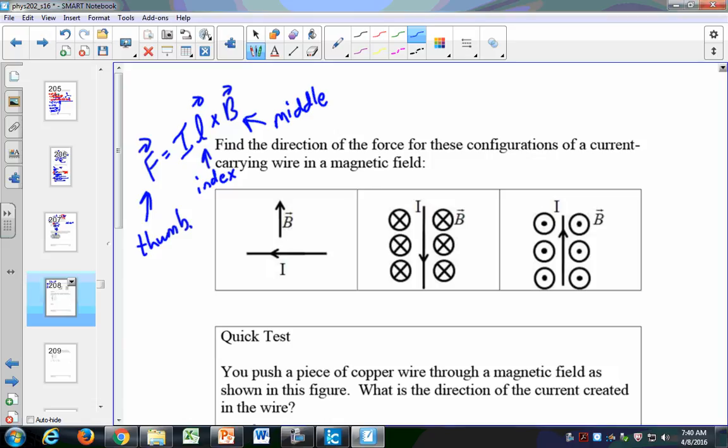A little head start. I'll help you. All right, what's this one?